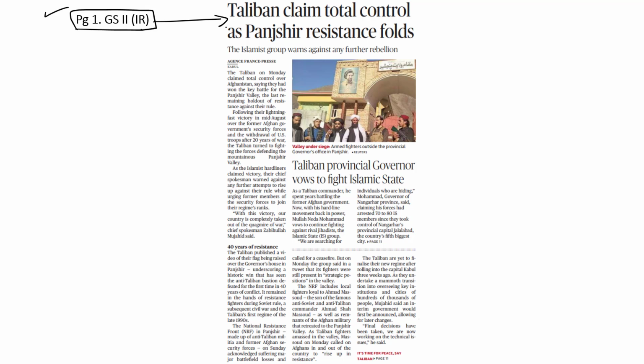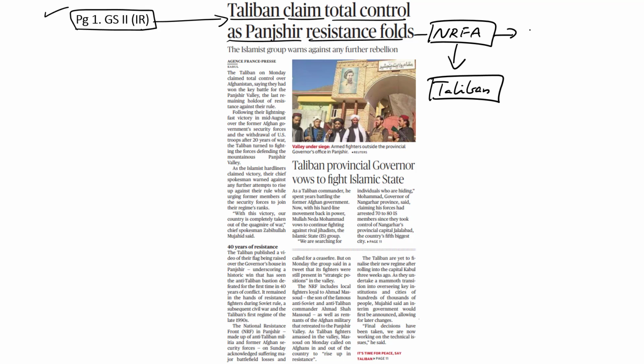According to the article, the Taliban has claimed total control over the Panjshir Valley because reportedly the National Resistance Front of Afghanistan, which had put up a fight against the Taliban, has been defeated, and the top leaders of the resistance movement have fled to neighboring countries, thus allowing the Taliban to claim the complete capture of the Panjshir Valley.